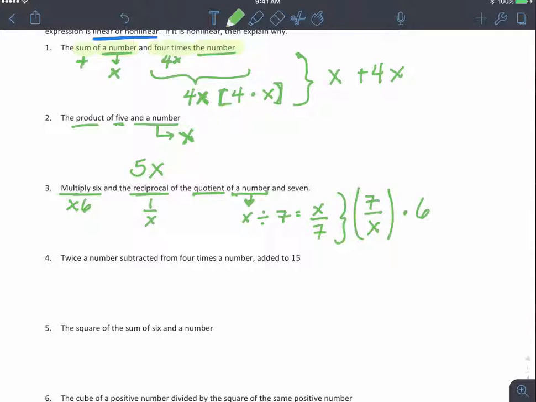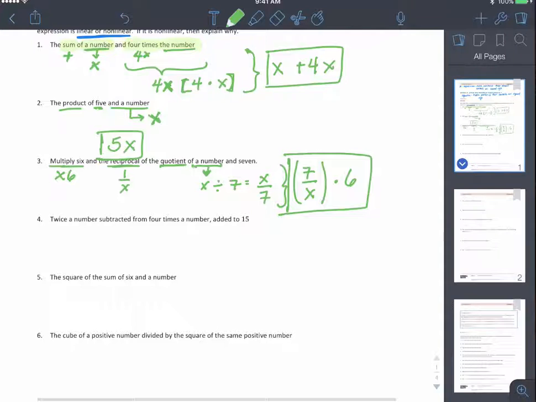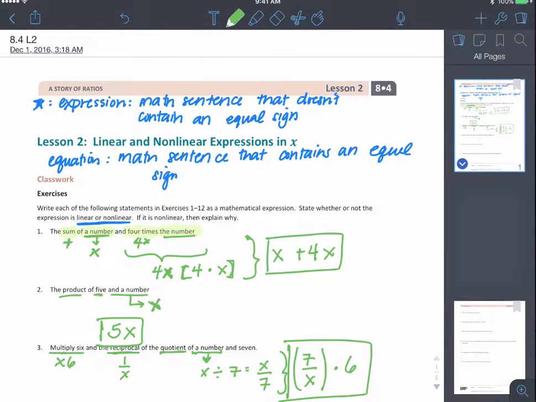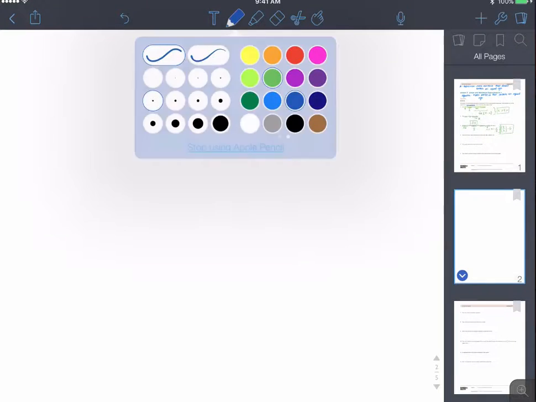Alright, so I'm going to box my answers here because that's what we're working with. Alright, and I'm going to go ahead and add a page because I want to have enough space to be able to explain linear versus nonlinear. Okay, so let me change up my colors here.